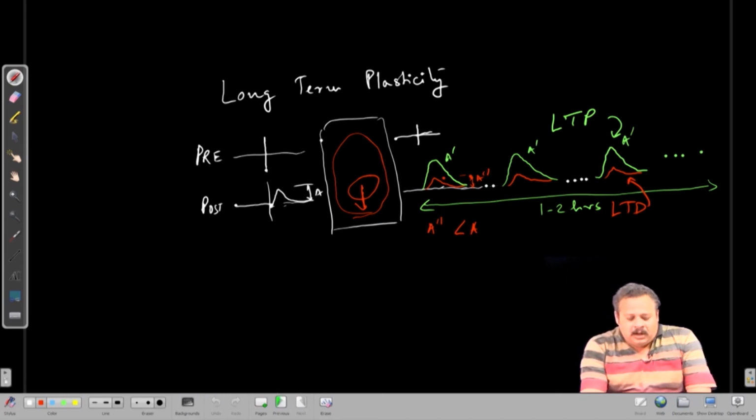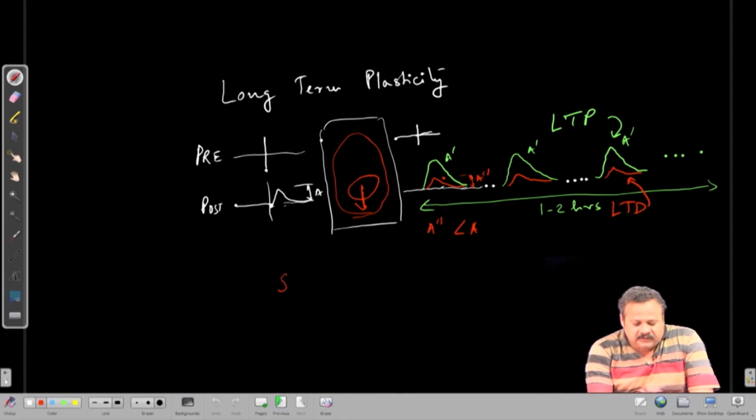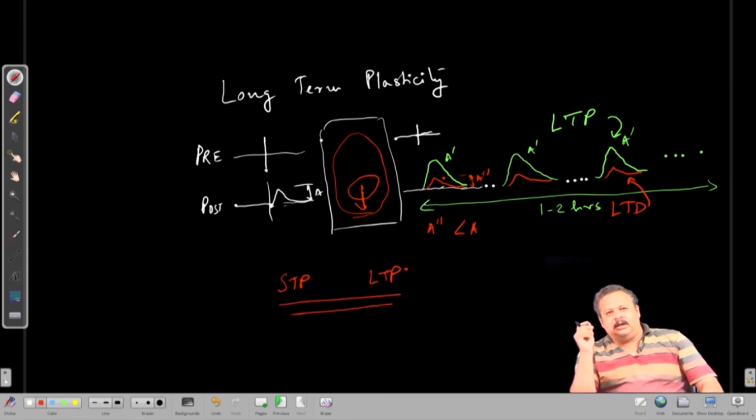So, next we will go on to more detailed discussions of short term plasticity and long term plasticity, and will be modeling each of them in order to implement them in networks which will be adaptive in nature, which will be learning based on activity.